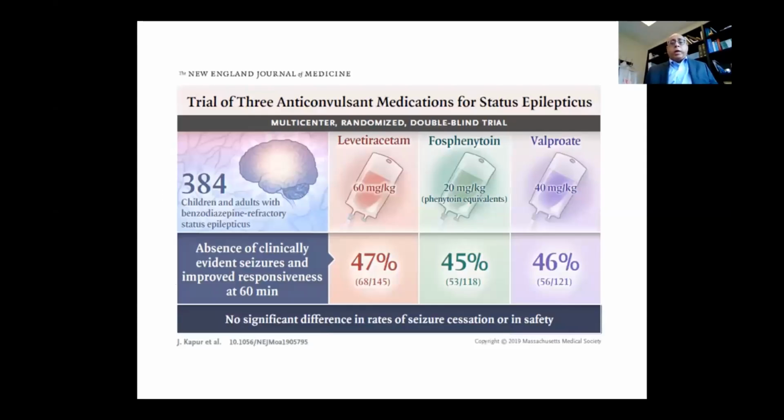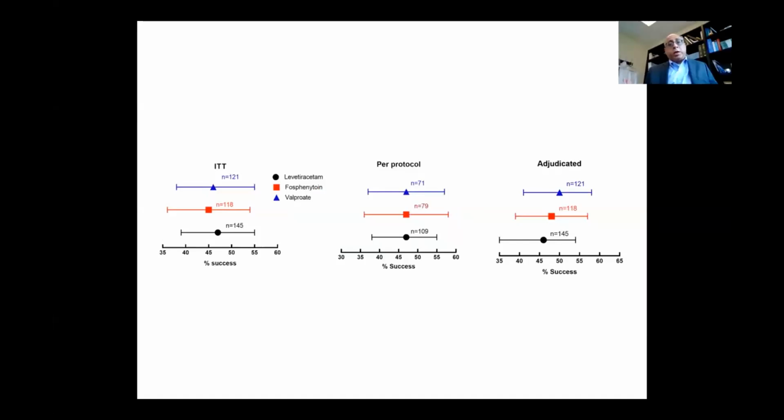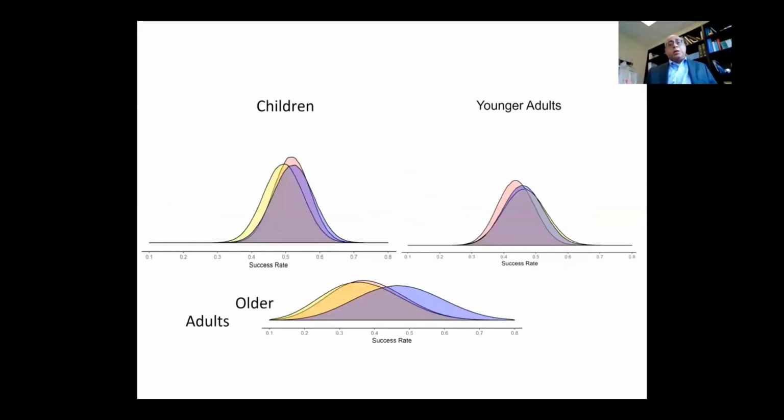All three drugs were equally effective in terminating status epilepticus. Levetiracetam was effective 47% of the time, fosphenytoin was effective 45%, and valproic acid was effective 46%. If we broke down the analysis by intention to treat, or per protocol analysis, or adjudicated analysis, all three drugs performed equally well in terms of terminating seizures and improving responsiveness within 1 hour of drug administration. We also looked at age-specific outcome.